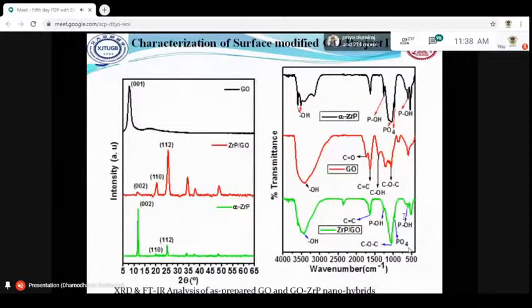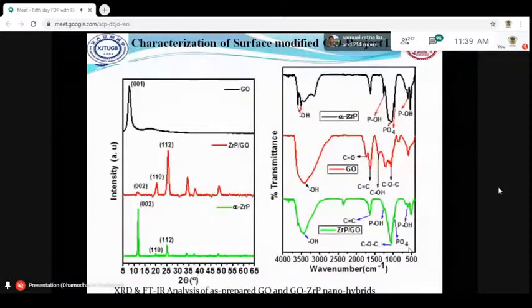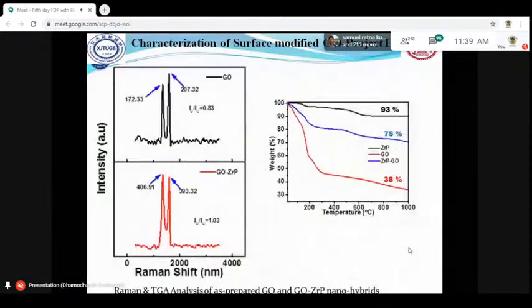And this is the FTIR analysis. In the FTIR analysis we can see some phosphate peaks and hydroxyl peaks. In the case of zirconium phosphate GO, we have got the phosphate peak and also the carbon peaks and the hydroxyl peaks. So we can conclude that our GO surface has been successfully decorated with zirconium phosphate. Same with Raman.